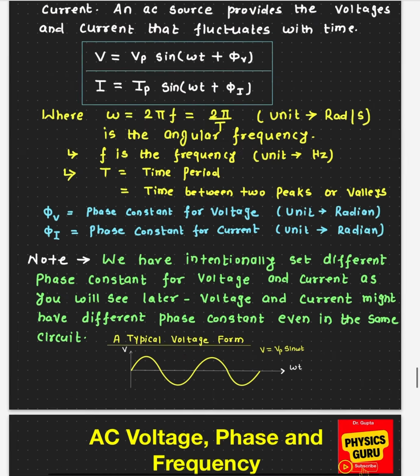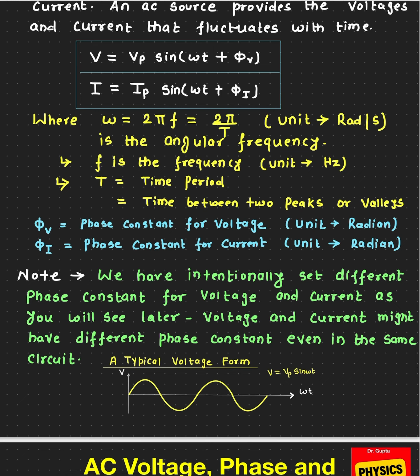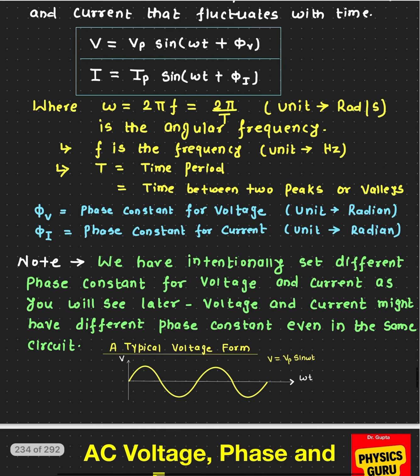So coming back here, now you understand what the angular frequency is. This phi is the phase constant. This phi v means the phase constant for the voltage, and phi I means the phase constant for the current. And I'll explain this in 1 minute. If you look at the unit of the phase, the unit is radian.